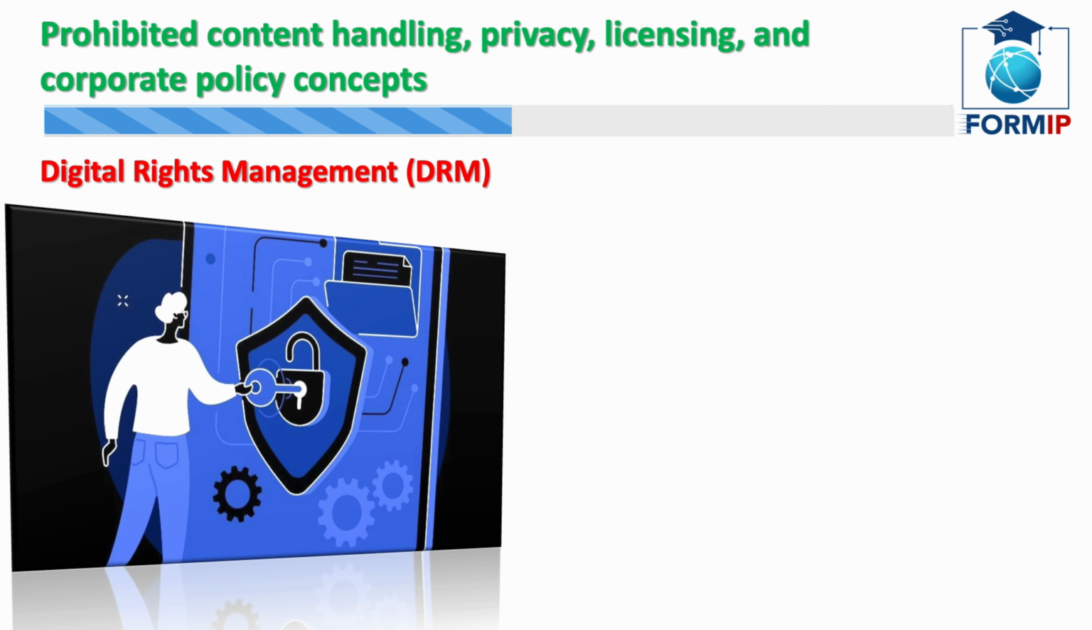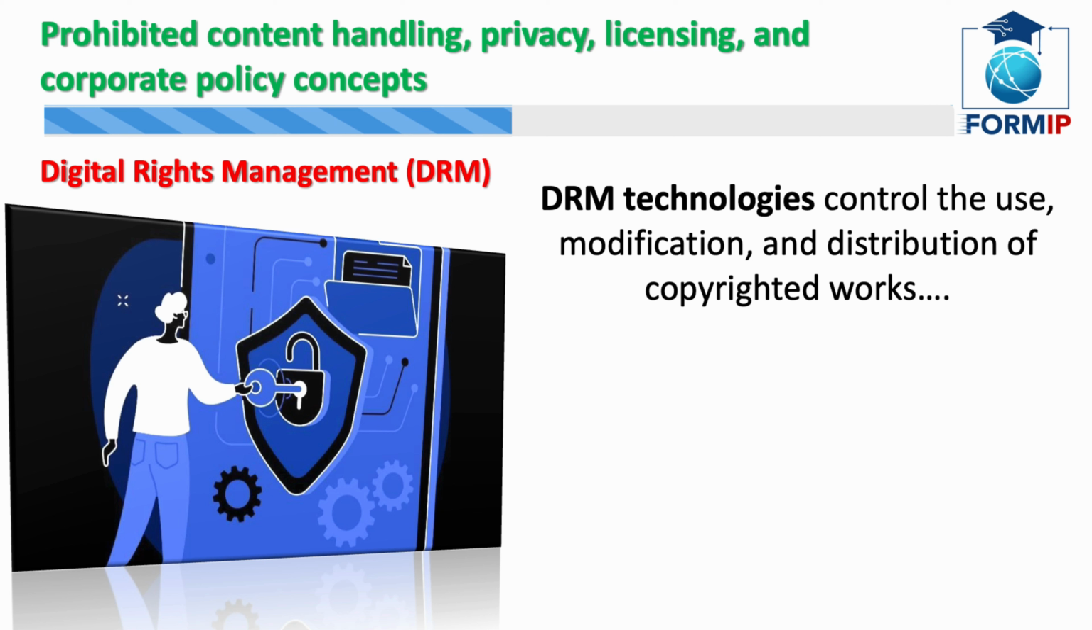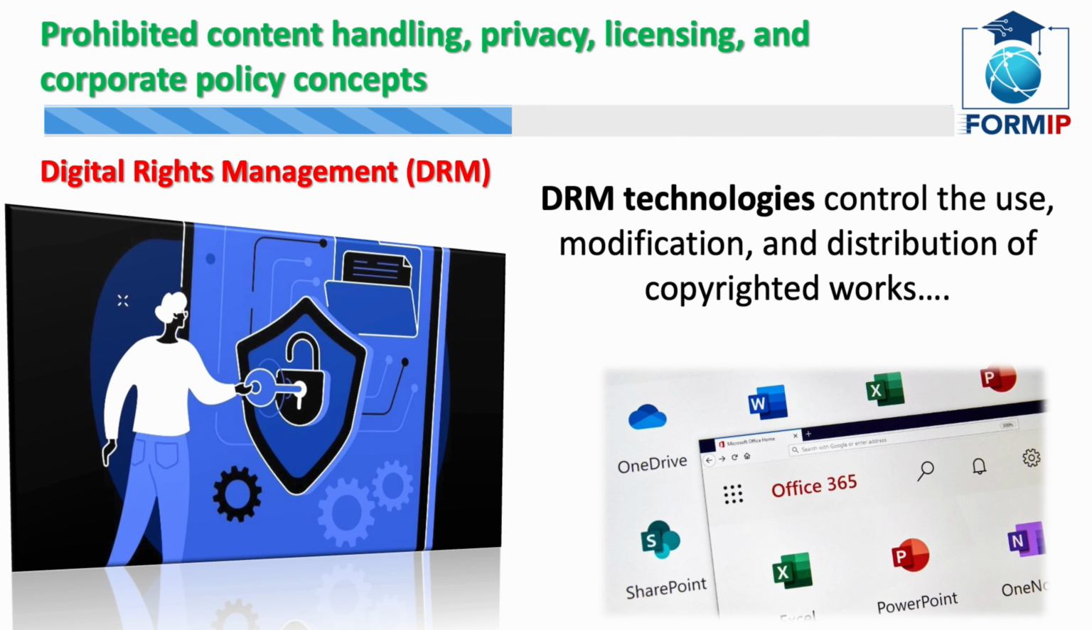Digital Rights Management, DRM. We'll start with Digital Rights Management. Digital rights management is an access control technology that restricts the use of proprietary hardware. Digital rights management technologies control the use, modification, and distribution of copyrighted works. An example of DRM is limiting the number of systems that can use an application at the same time, for Microsoft Office 365, for example.